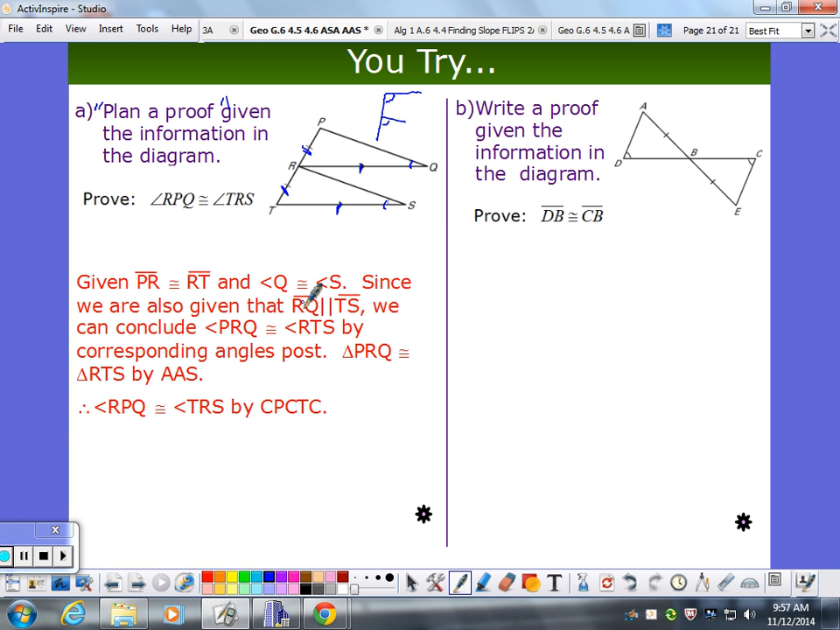Given these things, now we can conclude that angle PRQ is congruent to angle RTS because corresponding angles of parallel lines are congruent. Therefore, triangle PRQ is congruent to RTS by what? Angle, side, angle, side. And so, once I know that I have congruent triangles, I can say that RPQ and TRS are congruent angles by corresponding parts of congruent triangles are congruent.